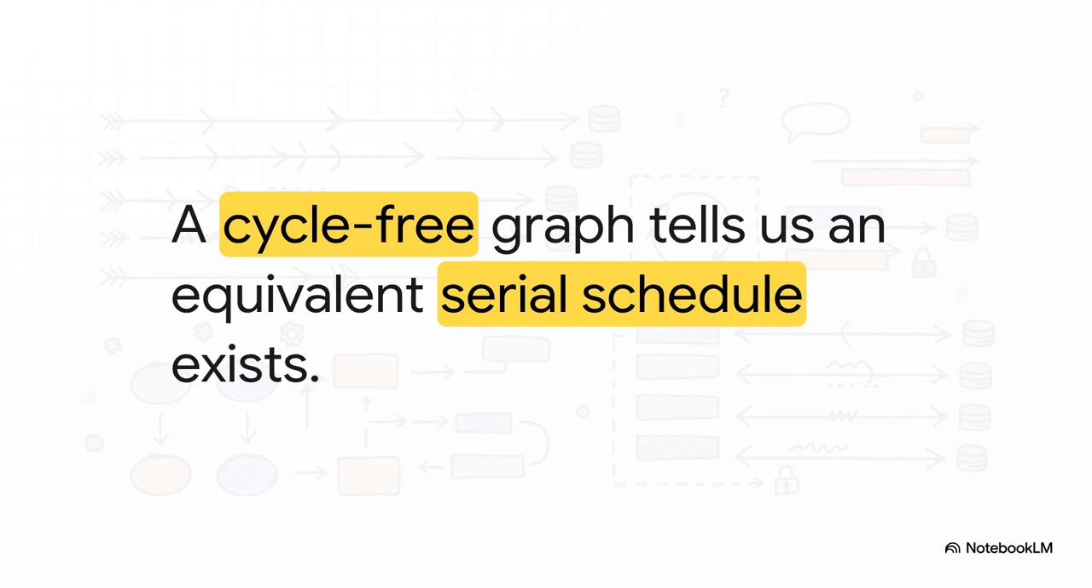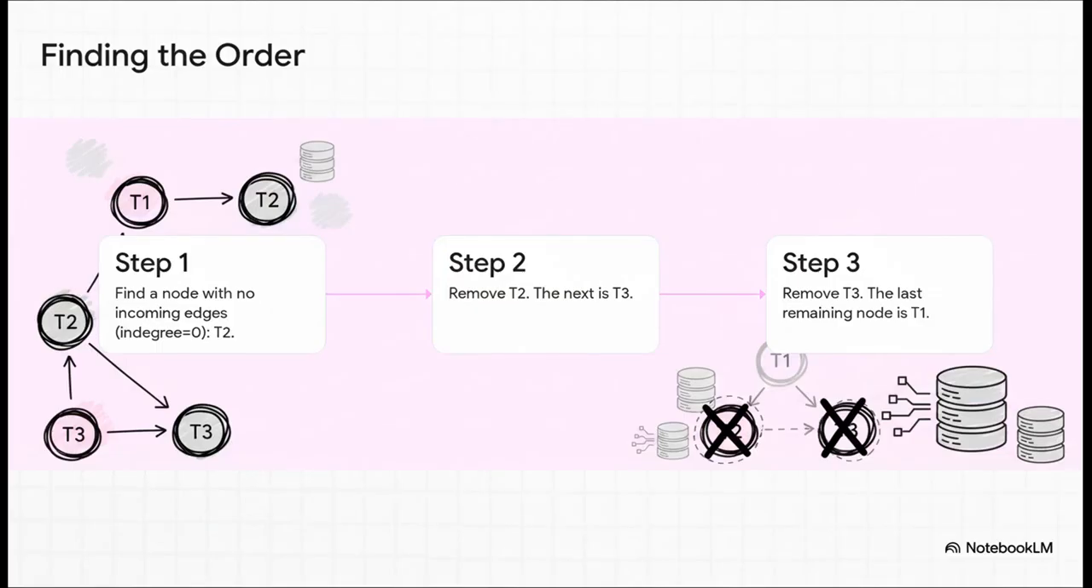Well, a graph without a cycle doesn't just tell us that a schedule is safe. It actually tells us what the safe equivalent one-by-one order is. We can actually unwind the graph to find the hidden sequence. Here's how we do it. It's kind of like a little puzzle. First, we look for a transaction that has no arrows pointing to it. See that? It's T2. That's our starting point, so we can pull it out.